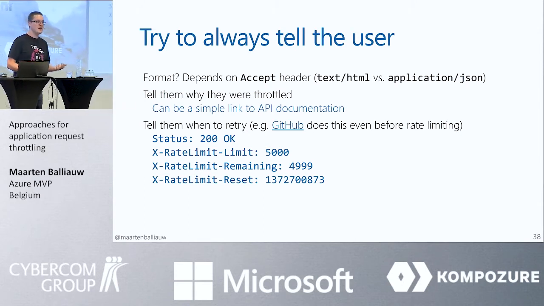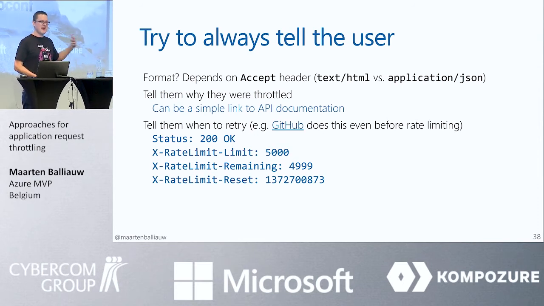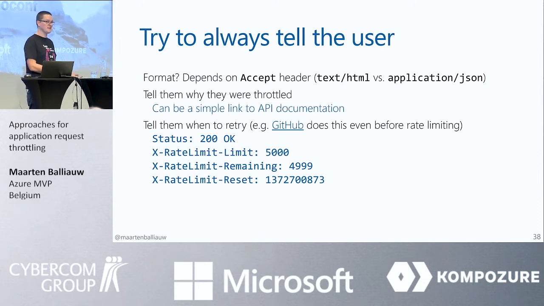If you have an API, tell the user with a 429 status code and just tell them what the limits are, maybe even add the link to your documentation with additional information on what the limits are, how you can upgrade those limits, and so on. So tell the user why, because otherwise they will ask you through support forms, and you don't want that.